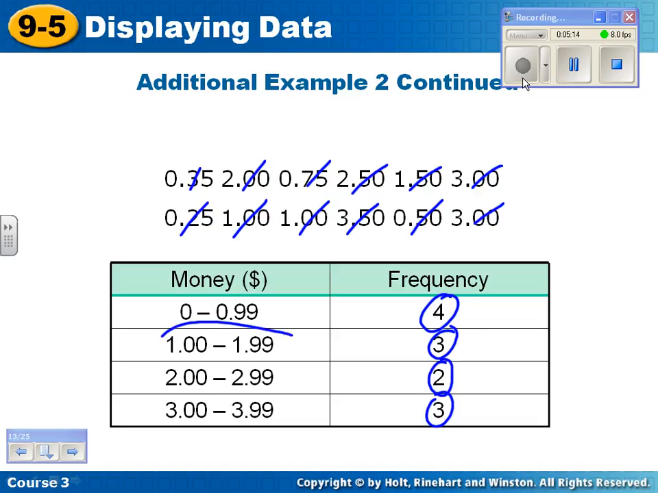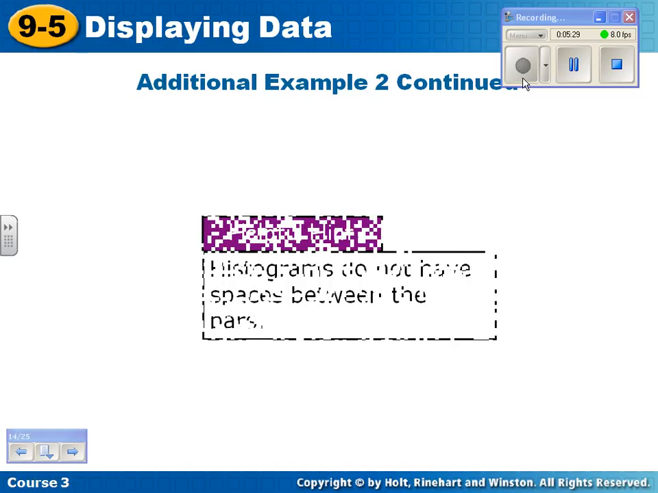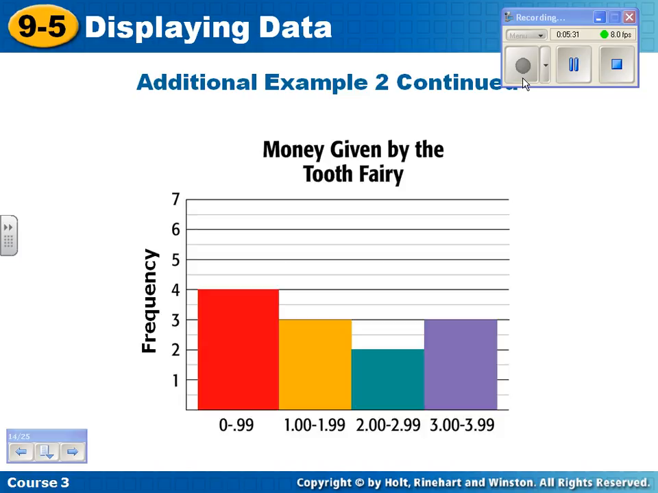Please notice that our intervals are all equal intervals. It's all dollar intervals, and we're just showing the frequency on the right. So let's turn that into a histogram. Oh, there's our little hint. Histograms do not have spaces or gaps between the bars. So let's look at what that's going to look like. All right, there's our histogram for money given by the Tooth Fairy.